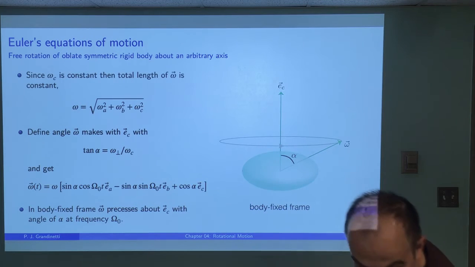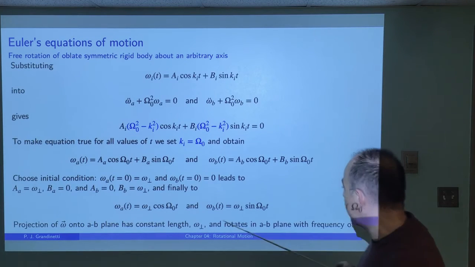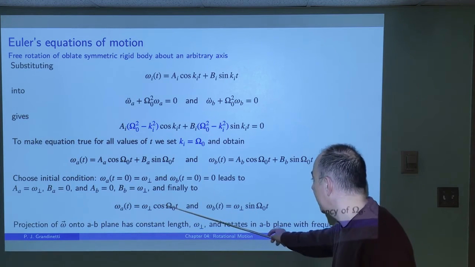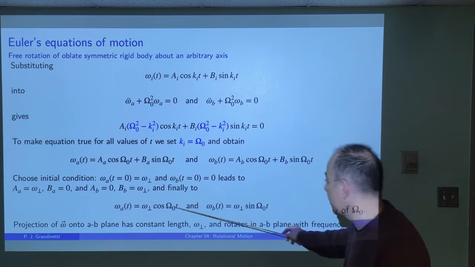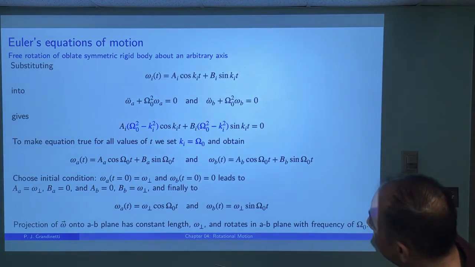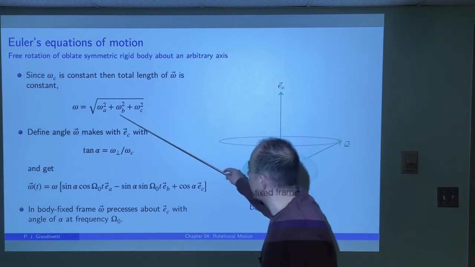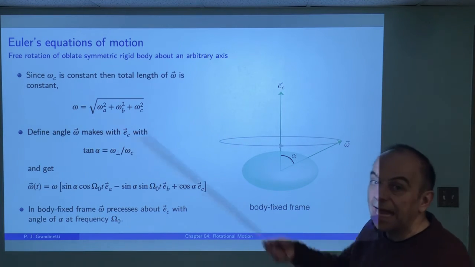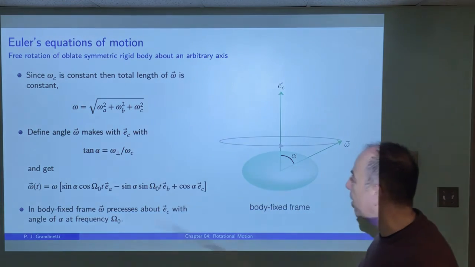And if you go back to the previous result here, you see that omega_a squared plus omega_b squared, well, we're just going to have something that looks like cosine squared plus sine squared, which you see is going to go away, and that's going to be time independent. So that means that total omega is going to end up being time independent in this case. So the length of the angular velocity vector will stay constant.